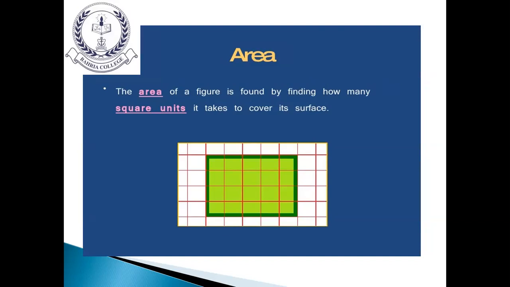Square units का मतलब ये होता है, why do we call it square unit? Because in a square unit all the squares have the same dimension. That is a square of 2 by 2. 2 by 2 means length is 2, width is 2. Square of 1 by 1, length is 1, width is 1. So that is what we call square unit. All the squares have the same dimension.